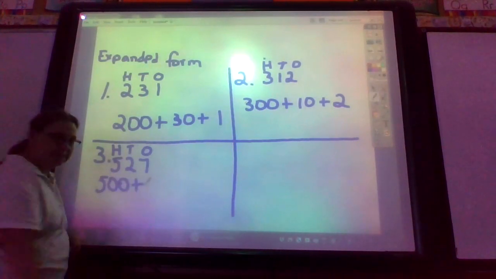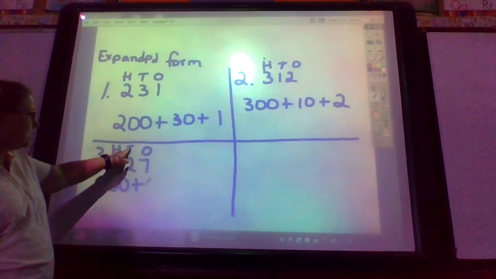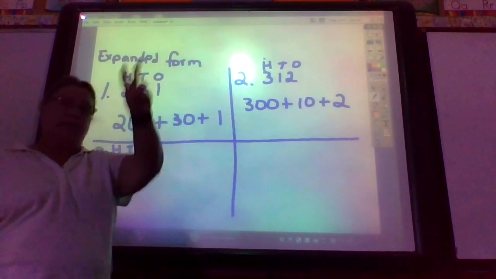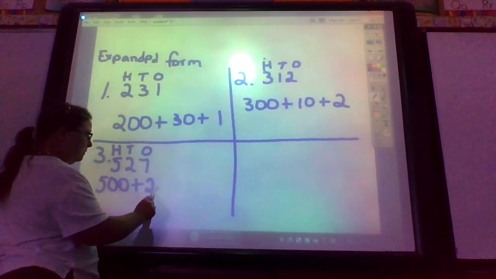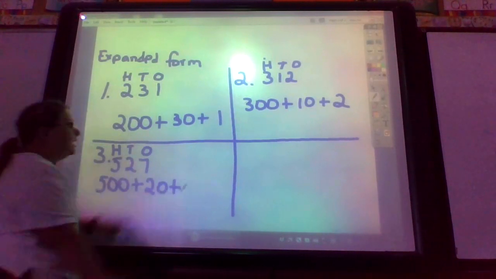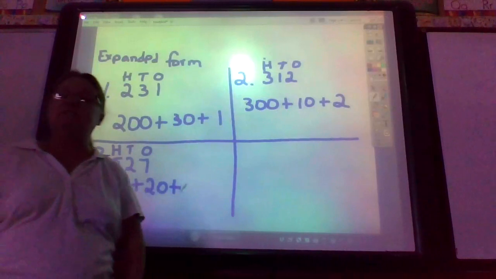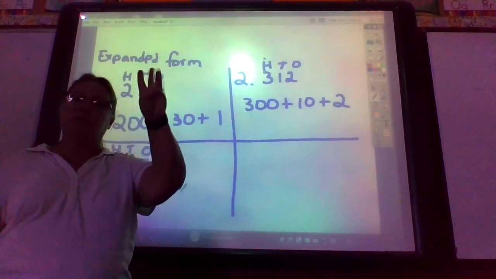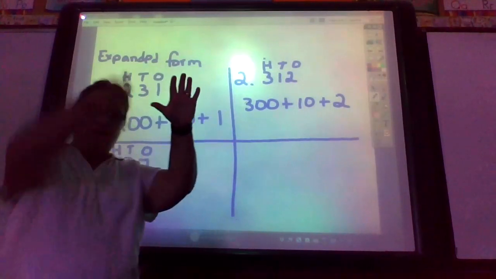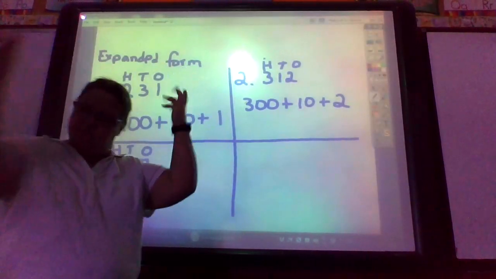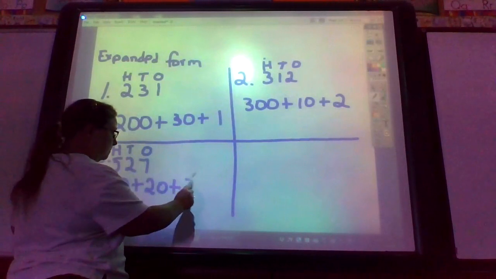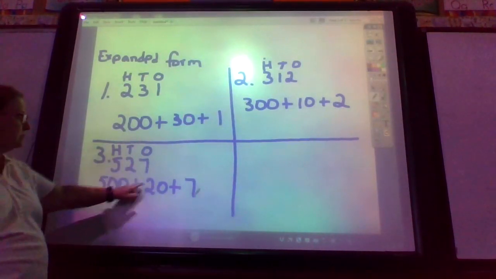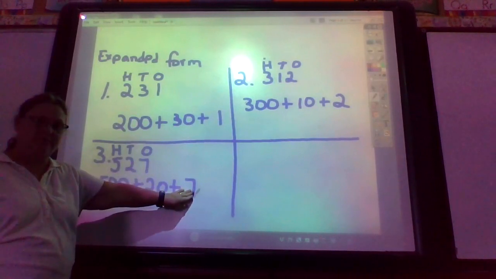500 plus. How many tens do I have? 2, 10, 20. I have a 20 here. Plus. How many ones do I have? 7. So I can count. I have 1, 2, 3, 4, 5, 6, 7. So I have a 7. 527. 500 plus 20 plus 7.